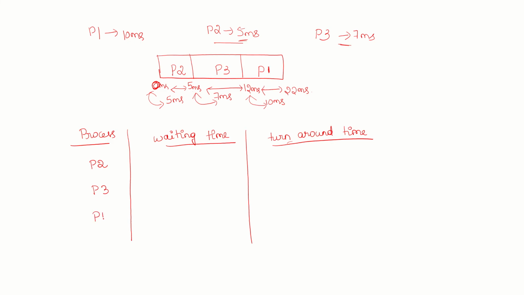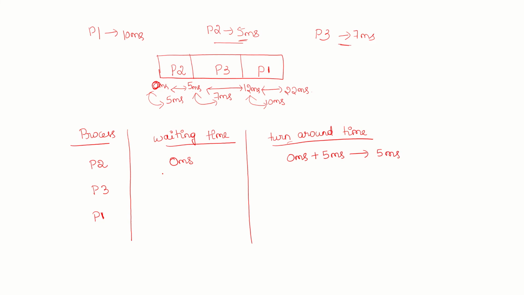P3, P1. How much time P2 waited? It is 0 milliseconds. So turnaround time, here if you consider it waited for, let me write it at the beginning. Later we'll see whether this particular way works or not. First P2 waited for 0 milliseconds and it executes for how much time? 5 milliseconds. So it is 0 plus 5, that is 5 milliseconds.